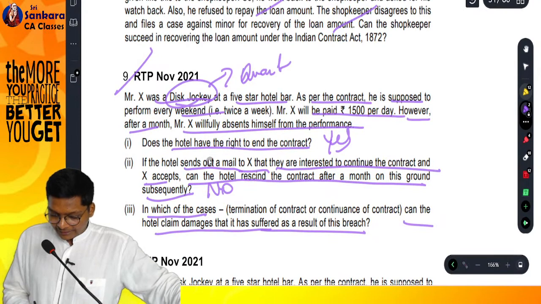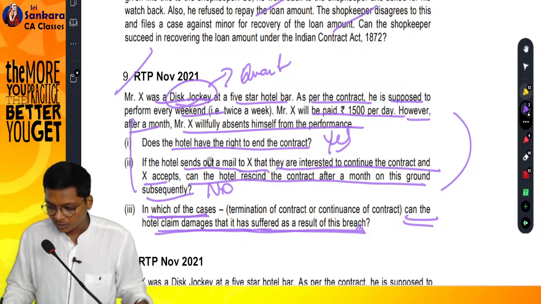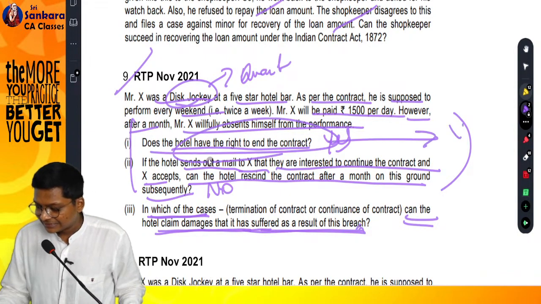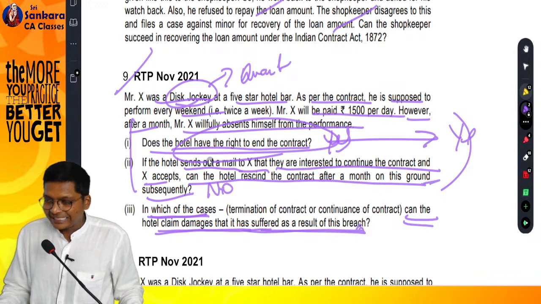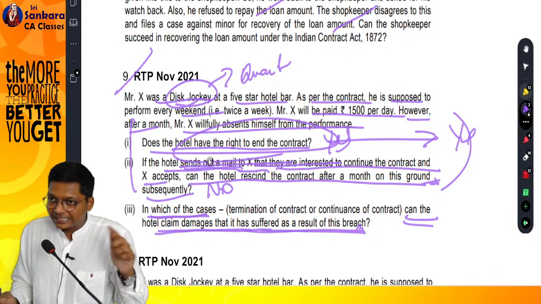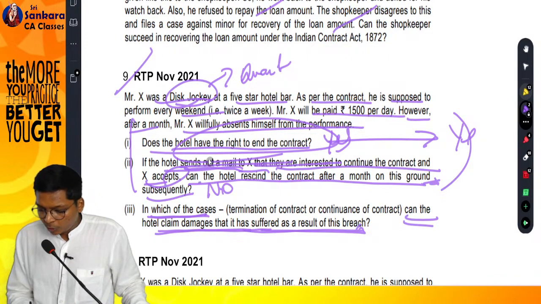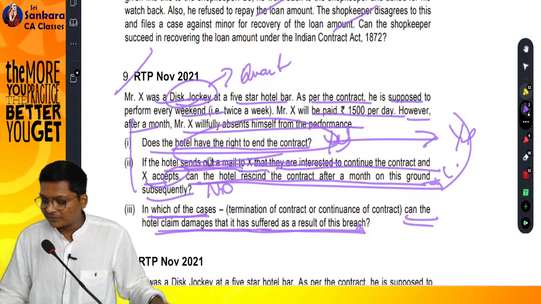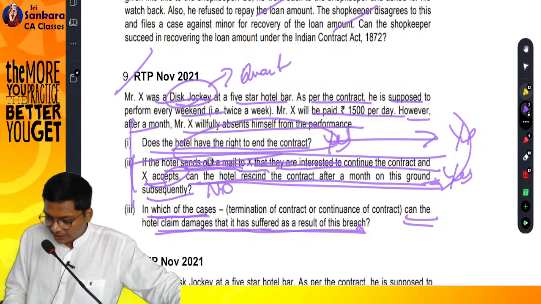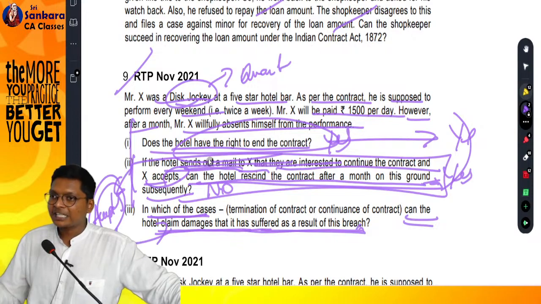Third one. In which of the cases can the hotel claim damages it has suffered as a result of breach? First case, they can claim damage. Second case, if the hotel sends that they are interested and he accepts, you can't claim damage. But if the hotel rescinds the contract itself before, then they can claim. So here, if the hotel actually accepts, then they cannot claim.